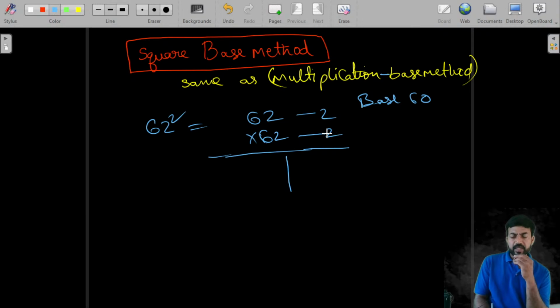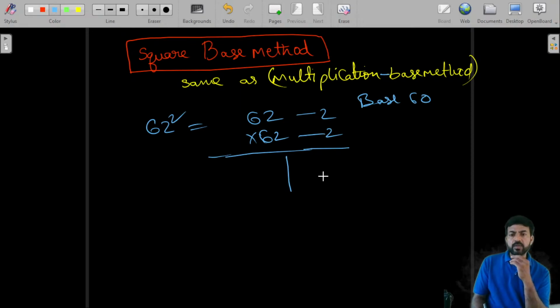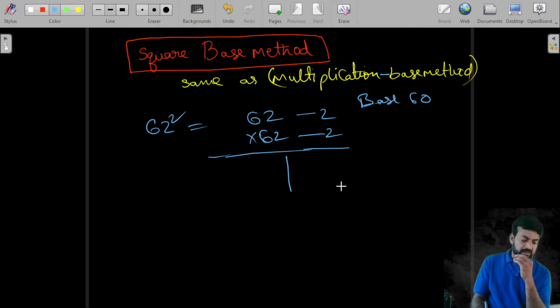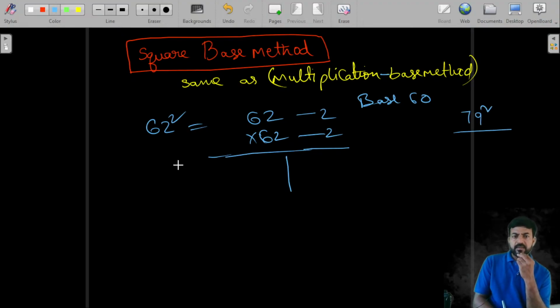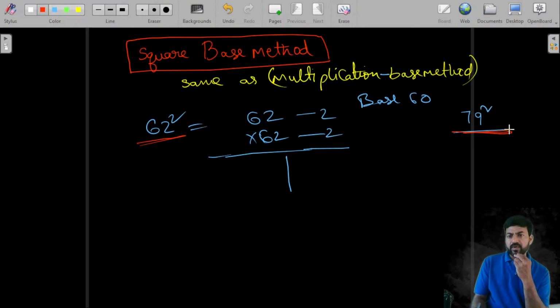62 plus 2 into the first number of base, and then the multiplication of differences according to the number of zeros in the base. You know how to do it? Tell me 62 square and 79 square. All these problems you have to do now. Then only I can understand whether you are practicing worksheets or not. Same as the multiplication base method. Do this.